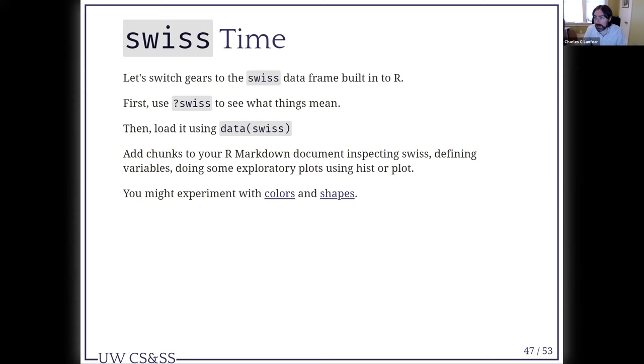And then what I'm going to ask you to do in your homework is to add R Markdown chunks to maybe make some new variables, do some exploratory plots, and if you want to and you know how, do models, experiment with colors, shapes, that sort of stuff. Play with it, and that's what you'll end up doing in your homework. Okay, and I'm going to show you some examples.